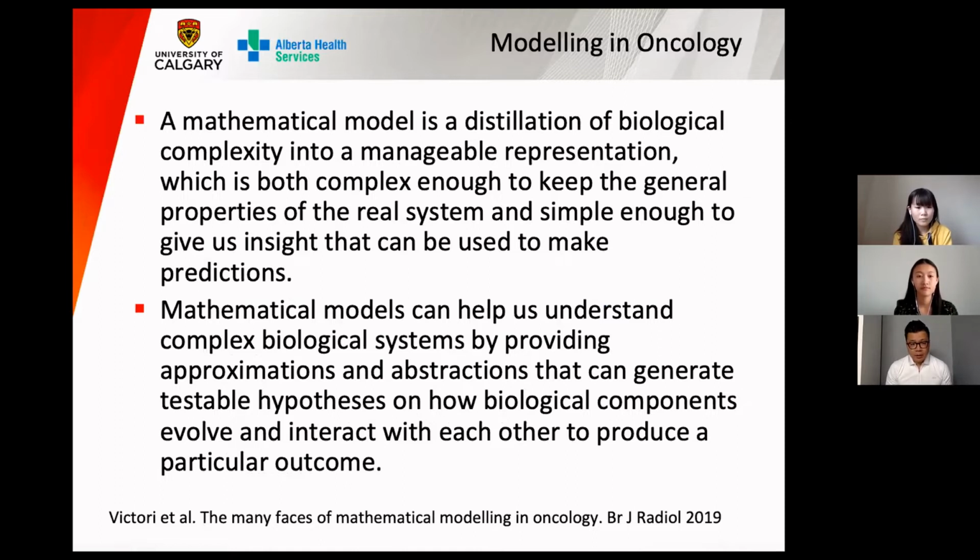But the authors of this review paper talk about a mathematical model being a distillation of biologically complex matters into a manageable representation that is complex enough to keep the general principles of the system intact, but simple enough to play with the potential variables to make predictions about potential outcomes, because none of these models are truly definitive. They can help us understand complex systems and then help us generate hypotheses, or create hypothesis-generating tests that we can think about for clinical trials.